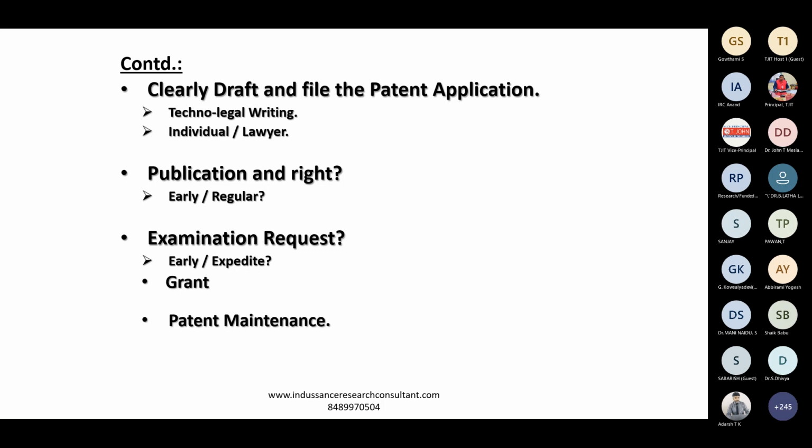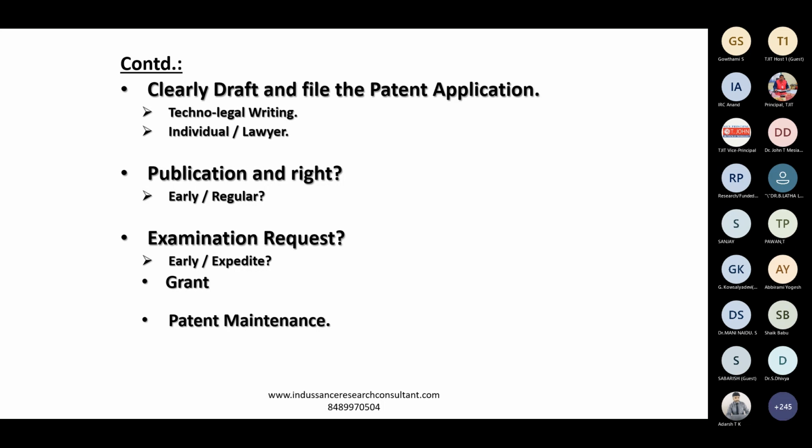Next, what is important? Clearly draft and file the patent application. As I said, the draft of a patent is a techno-legal document. It will have technical terms as well as technology explained in legal terms. We are going to introduce our technological invention through legal writing. So it is a techno-legal document. It has to be made very clearly. Either the lawyer will do it, or the individual themselves, if they have the idea, can do it, or we patent agents will draft for them.